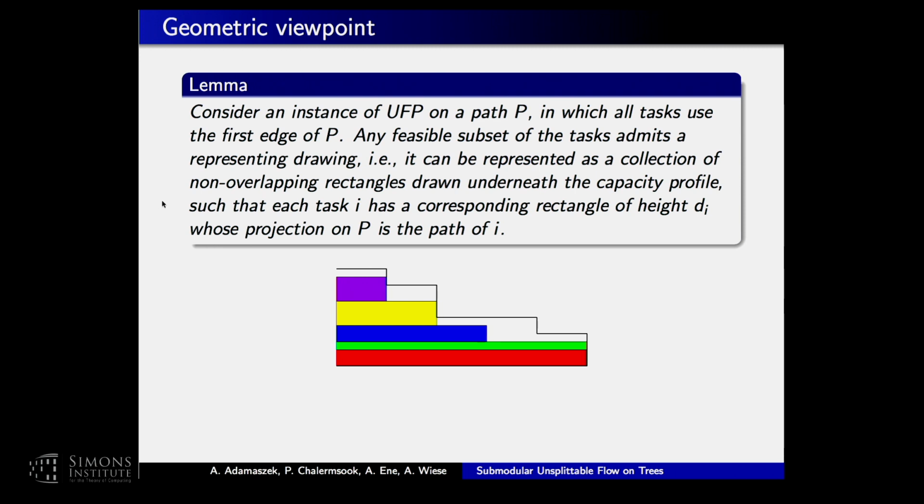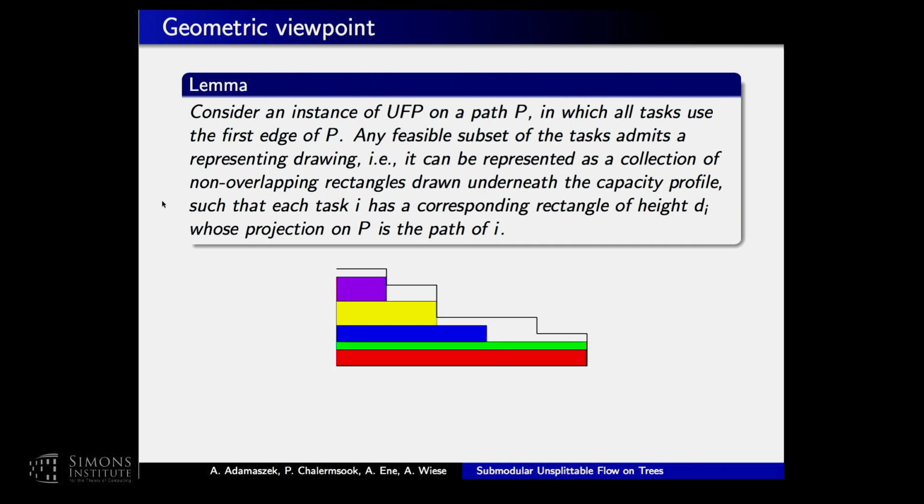And then it is easy to observe that any feasible subset of the tasks has a representing drawing. That is, we can draw the rectangles underneath the capacity profile so that no two of them are overlapping. And the way we do it, we just start with the task that is longest, we draw it at the bottom, and then on top of it we keep drawing the tasks. And I think from this drawing it's clear to see that if we have a feasible solution, it will never exceed the capacity of the edges.